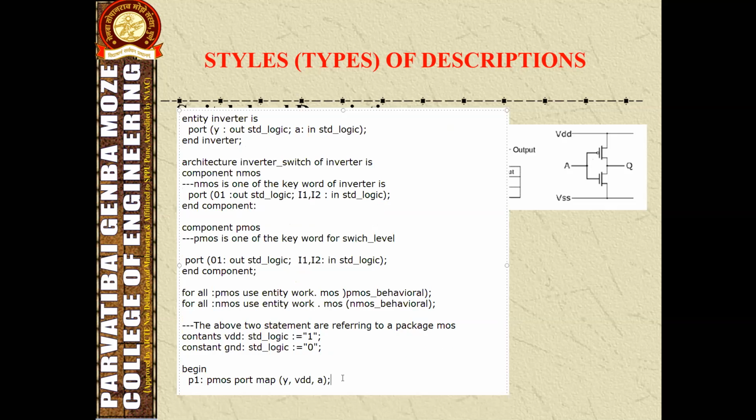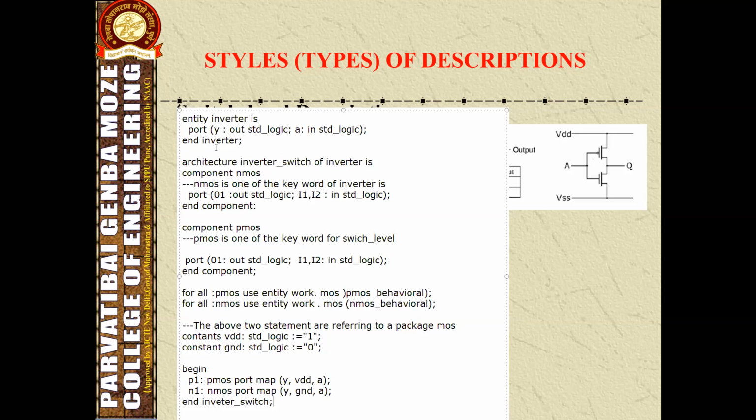Similarly, here N1, NMOS, so the NMOS port map takes place, with Y as the output and ground and A. Then end inverter switch. Here, this architecture inverter switch is going to end.